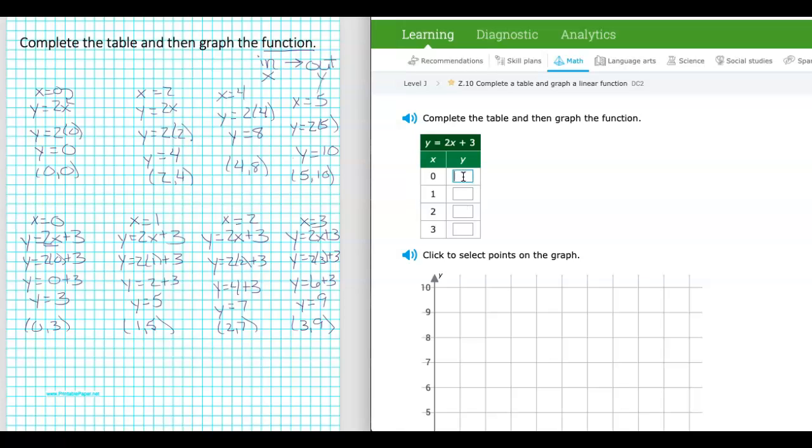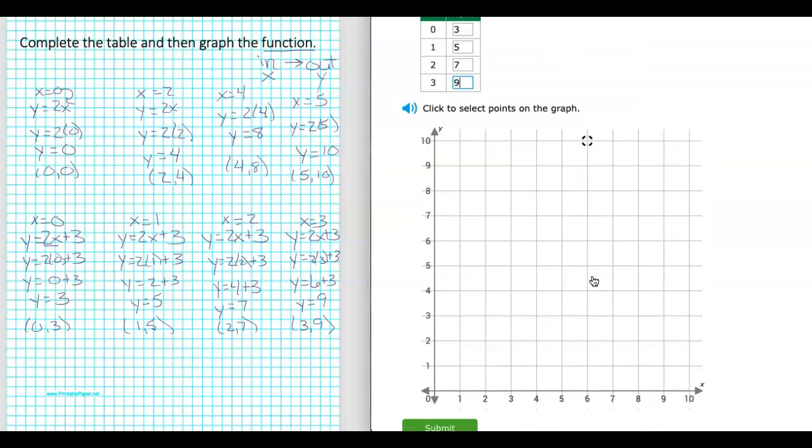Then I can come over here to IXL and I can enter those numbers. When I input 0, out was 3. If I have an input of 1, my output was 5. When I had an input of 2, my output was 7. And when I had an input of 3, my output was 9. And now I need to graph. 0, 3, remember 0 is x, and then 3. I now have 1, 5, so I'm going to go to 1, and from 1 I need to be at 5. Remember, we're going to click or mouse click, and we'll have a solid line.